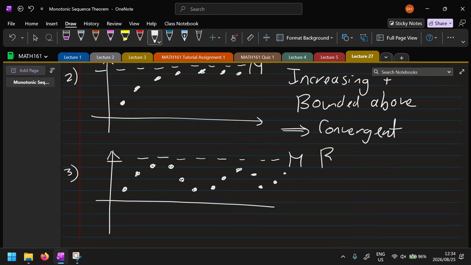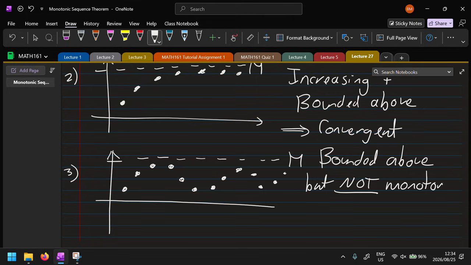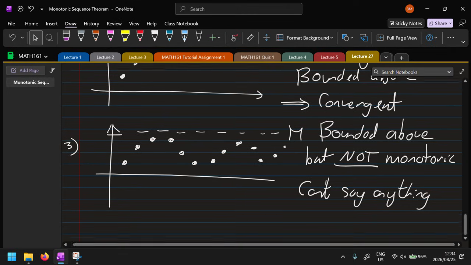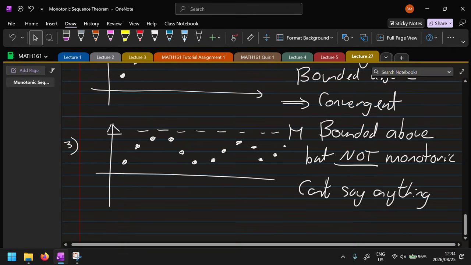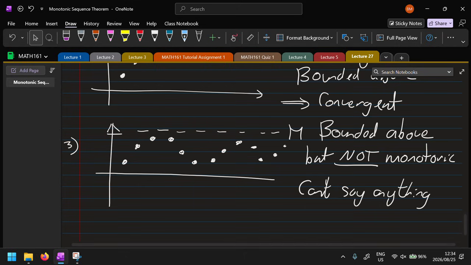So here it's bounded above, but it is not monotonic. So we can't say anything. Right? Might be convergent, might not be convergent. We don't know. Okay, so again, only if it is bounded above and increasing, it's convergent. Bounded below and decreasing, convergent. If either of those conditions are not met, can't say anything.